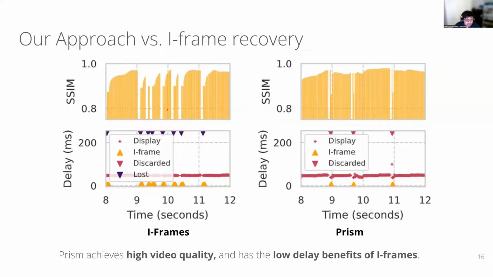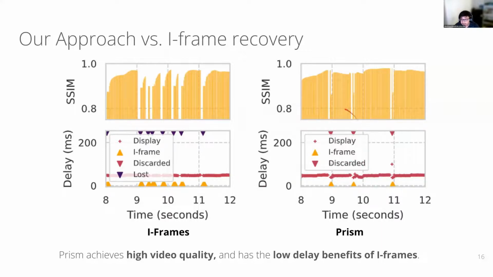So over here, we have a time series with random packet loss. On the left, we have iframe-based recovery, and on the right, we have Prism. In the case of iframe-based recovery, when losses occur, the video quality drops significantly. And once loss recovery is complete, the video quality slowly recovers to the steady state video quality. The benefit of iframe is that you have very low delay, as you can see over here, because the decoder never needs to catch up to pending frames.